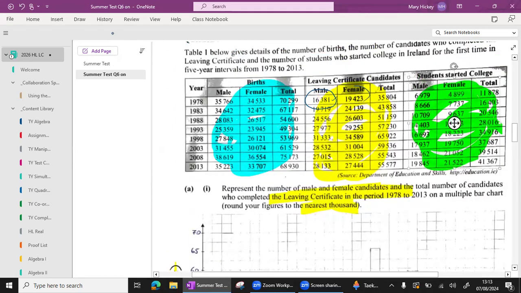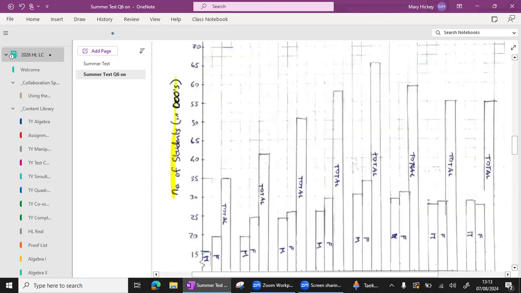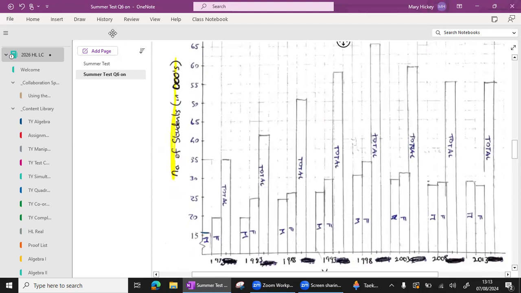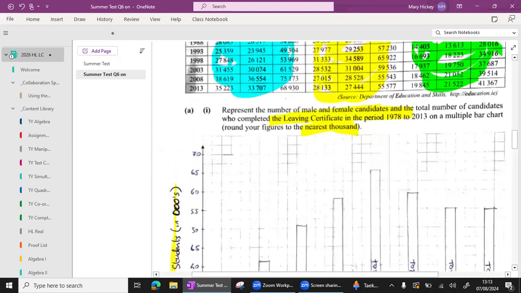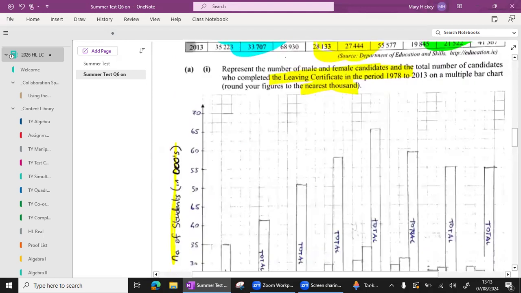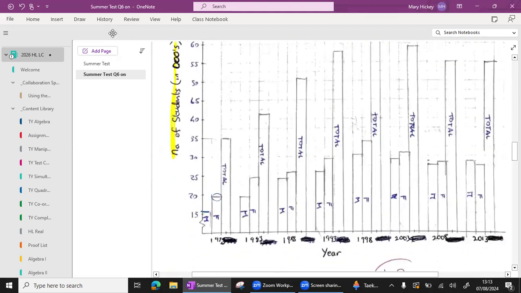Did the same for the females. That should be around 19,000. So I've done my females. You'll see just below the 20. And then my total is here. Well, the total is given actually, isn't it? Yeah. So the total is about 36,000, just barely above the 35,000. So I have 3 columns. I have the date on the bottom, 1973, and then a gap.